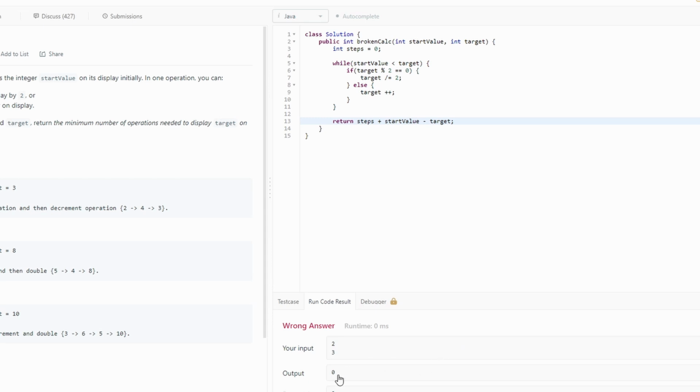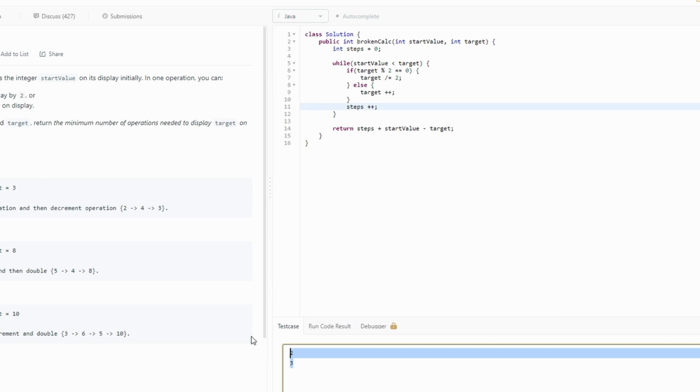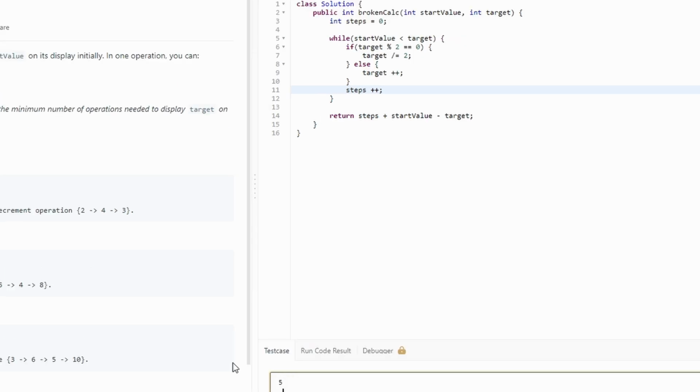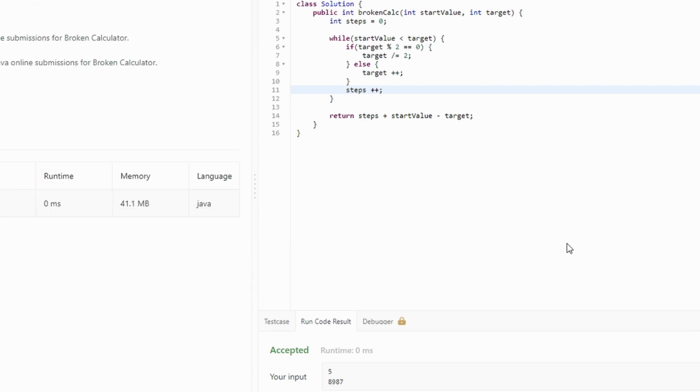What happened? Output is 0. Oh, sorry, I forgot to increase the steps. Okay. So let's test it for one more value. Let's make it some random value. Okay. Nice.